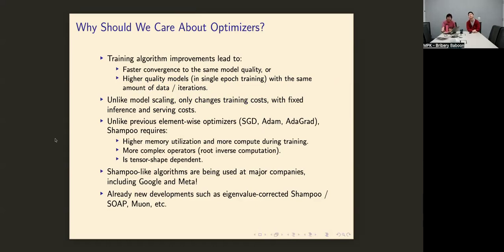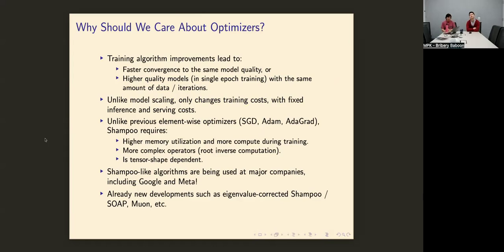One of the major benefits of these kinds of improvements is that, unlike model scaling or continuing to change our architectures and make them larger, when we change our training algorithms we are only modifying the training costs without modifying the inference or serving costs. So this can become increasingly beneficial, especially as we begin to hit settings in which continually scaling the model becomes too expensive to perform inference on, right?